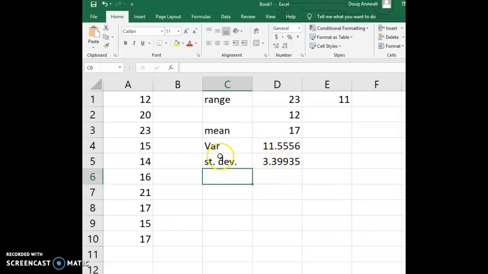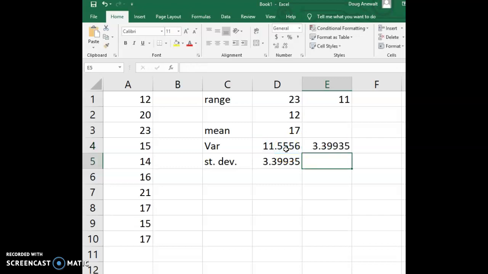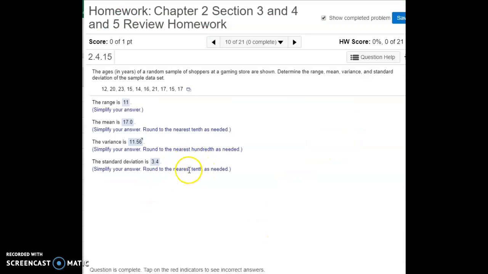Now you may notice from the formulas that the standard deviation is always the square root of the variance. And we can prove that right here. Square root, SQRT, of our variance is equal exactly to our standard deviation. And make sure you pay attention to how many decimal points you're supposed to be using for each of your answers. 10th would be 1 decimal point, 100th would be 2.